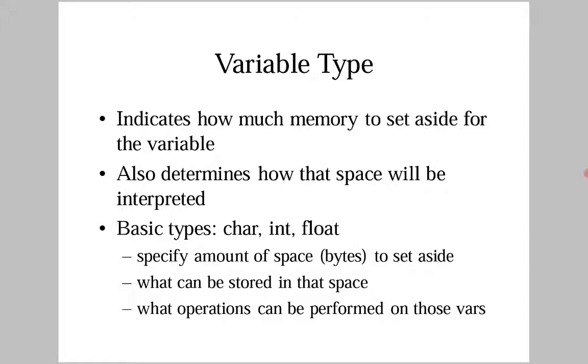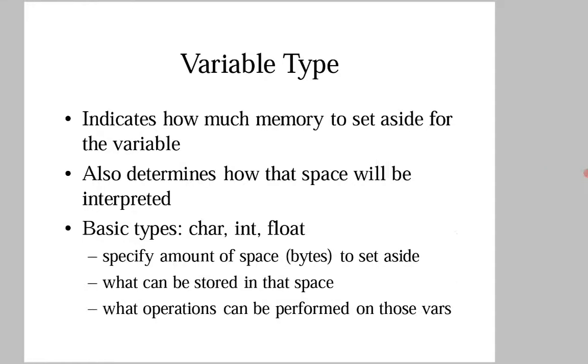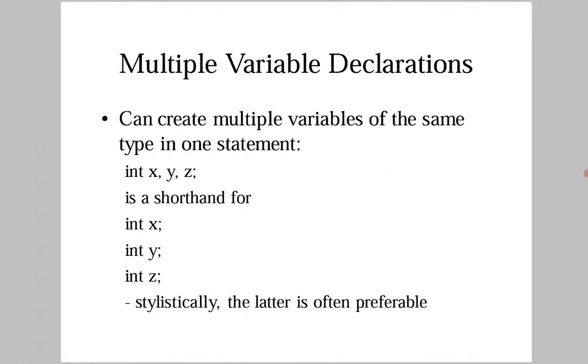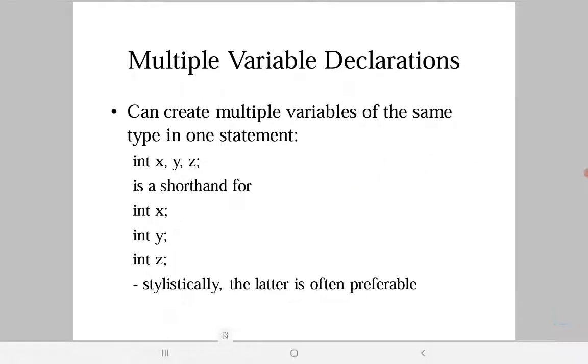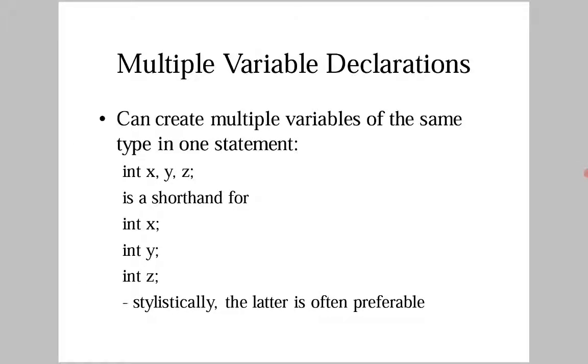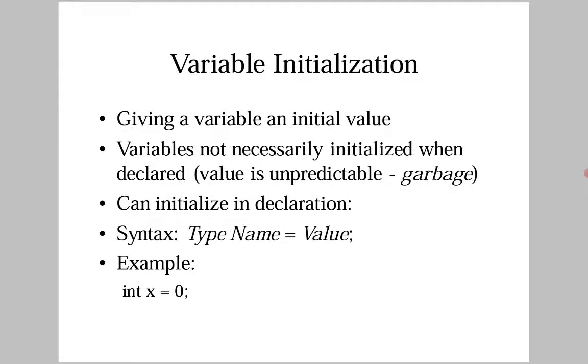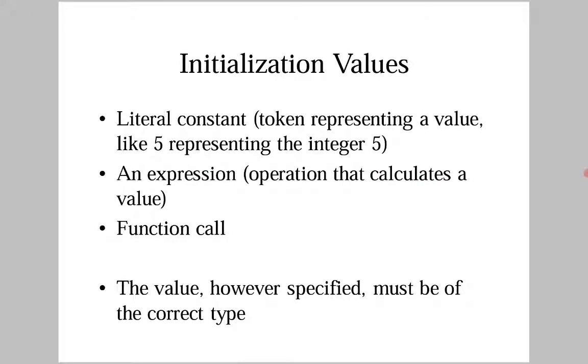Variable types indicate how much memory to set aside for the variable, and also determine how that space will be interpreted. Basic types of variables are character or char, int or integer, and float or floating. They specify the amount of space in bytes to set aside, what can be stored in that space, and what operations can be performed on those variables. Examples: int x, y, z, or int x; int y; int z. For variable initialization: int x = 0, that is, type, name equals some value.